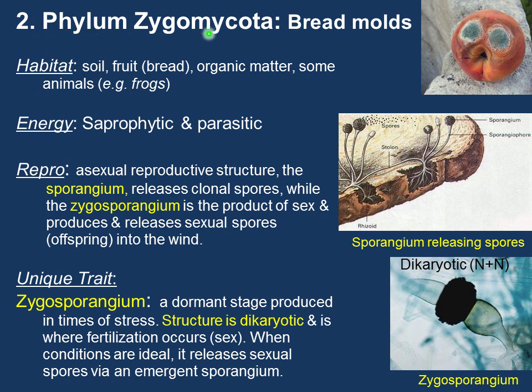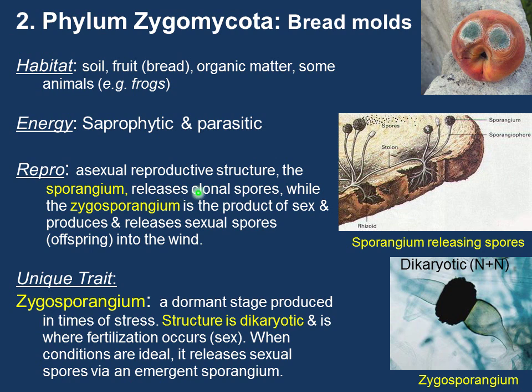Looking at the phylum Zygomycota, these are the bread molds. We're familiar with these on our bread. Their habitat is soil, fruit, organic matter, and some animals like frogs. Their energy, again, they can be saprophytic, which means they draw their nutrients from dead or decayed organic matter, and they can be parasitic.